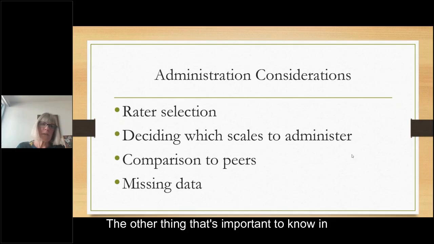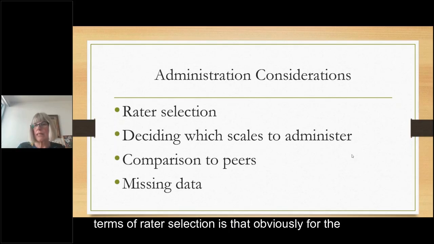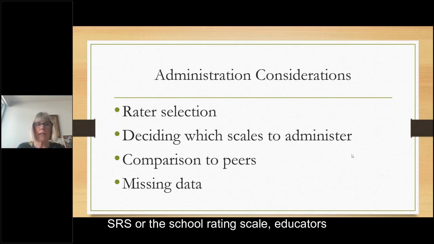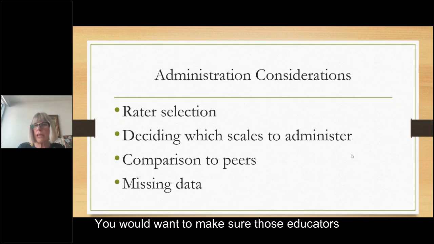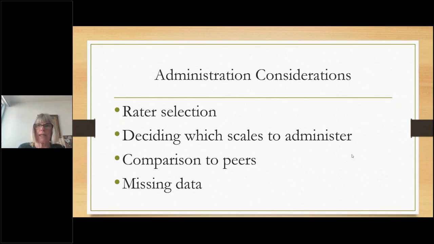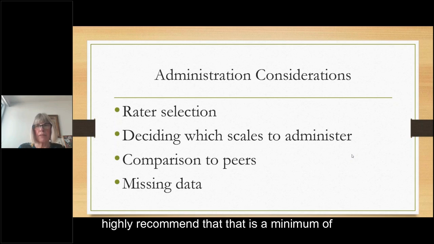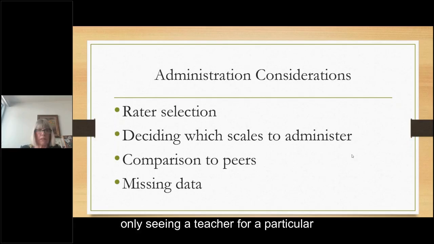The other thing that's important to know in terms of rater selection is that obviously for the SRS, or the school rating scale, educators would be rating. You would want to make sure those educators had time to observe the student in the classroom environment. And we highly recommend that that is a minimum of 4 weeks on a daily basis. So it'll be longer if you have students only seeing a teacher for a particular subject for 2 or 3 times a week.